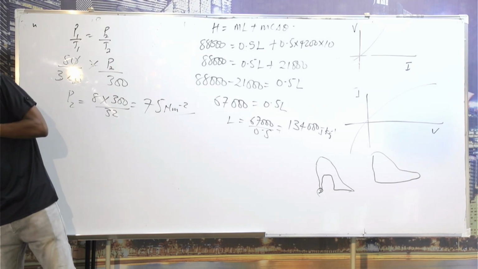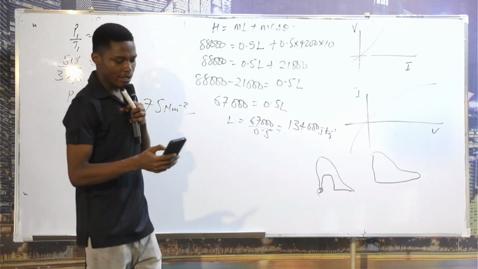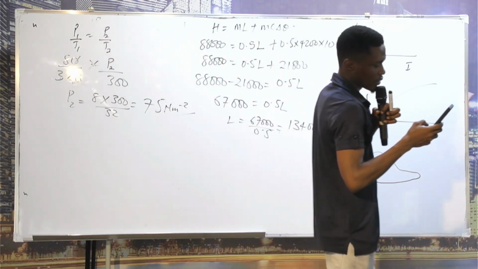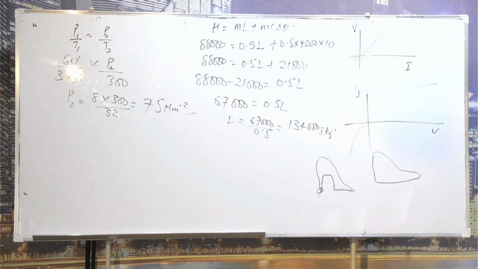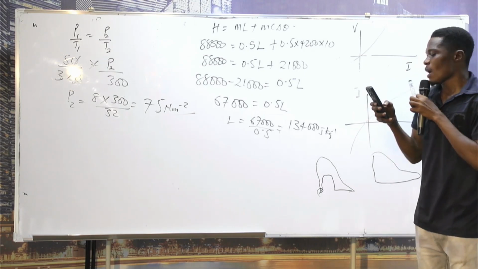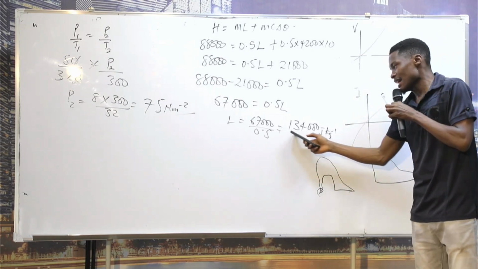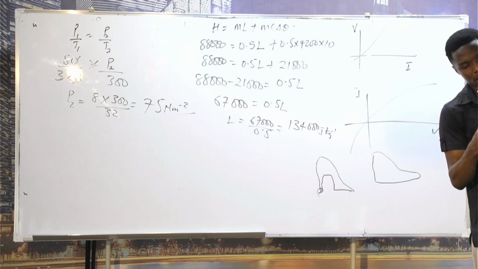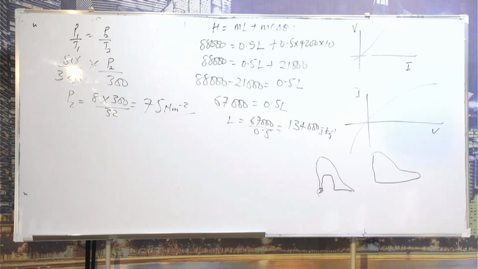And do we have it in the options? They gave it in kilojoules, right? So we divide by 1,000. Divide by 1,000, you have 134 kilojoules per kilogram. That is option C. Option C.